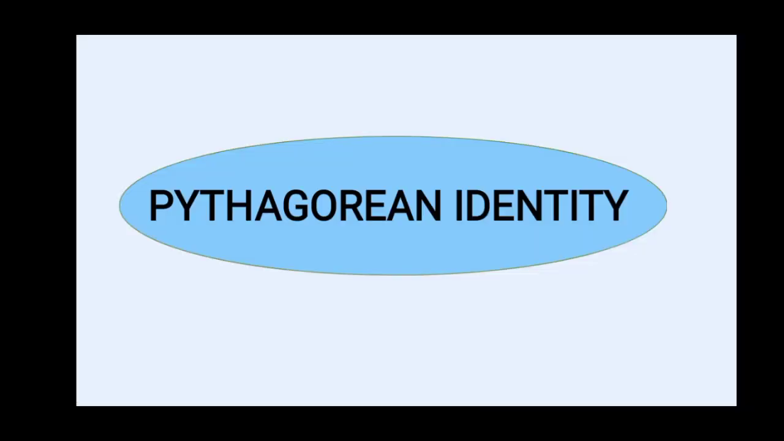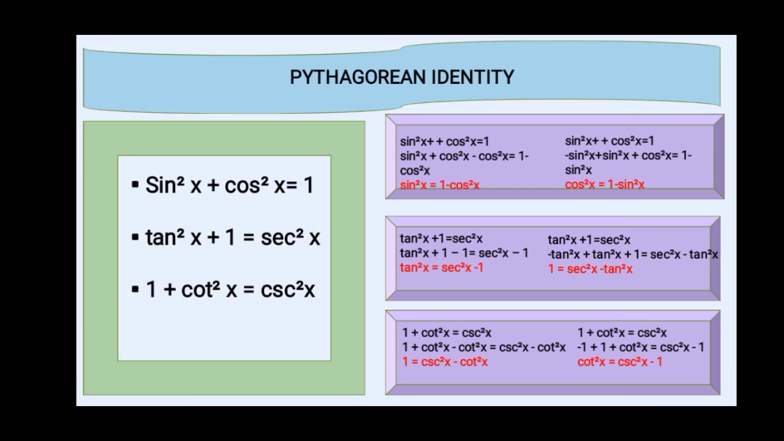As I have said earlier, today's topic is all about the Pythagorean identity. The Pythagorean identity is very important in trigonometry as it is very useful in verifying identities and solving real-world problems. These are the Pythagorean identities. These three are the main Pythagorean identities, and the six red ones are the new Pythagorean identities that we can derive from these three main Pythagorean identities using the addition property of equality.